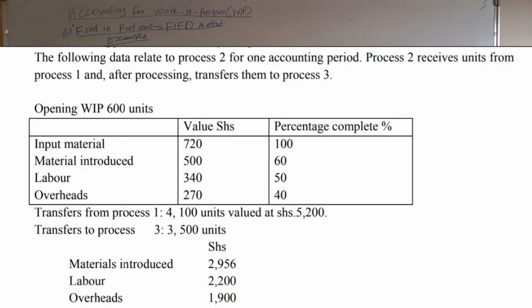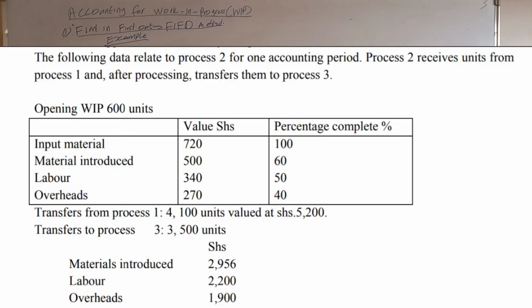Now, input material was valued at 720 shillings, 100% complete. Material introduced, 500 shillings, 60% complete. Labor, 340 shillings, 50% complete. Overheads, 270 shillings, 40% complete. What do they mean by this? What are they saying here? When they tell you input materials were 100% complete.